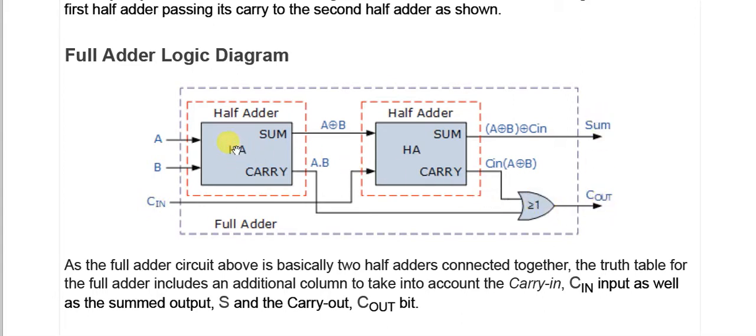One full adder is made from two half adders. In the first half adder we feed the two inputs A and B, then we get the output A exclusive OR B, and the carry is A AND B.